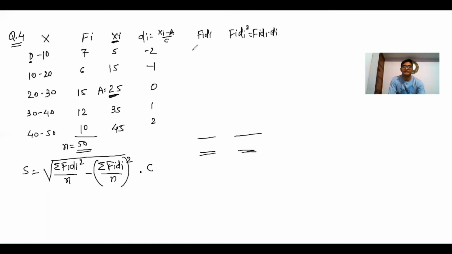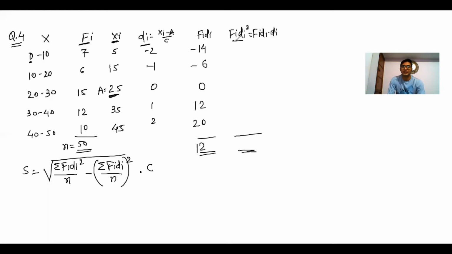Now fi, 7 into 2. Here it is fi, here it is di. Multiplication of these two: 6 into 1, 15 into 0, 12 ones are 12, 10 twos are 20. The final answer is 12.